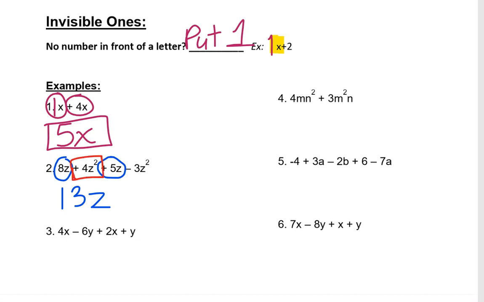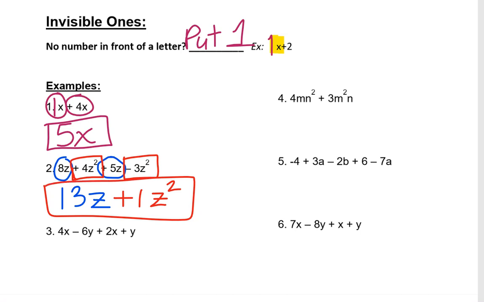Next, my next term is this positive 4z squared. Well, what can I combine that with? With this minus 3z squared. So 4z squared minus 3z squared gives me 1z squared. Let me put that line there because I don't want you to confuse that with a 2. So here is my final answer, 13z plus 1z squared.